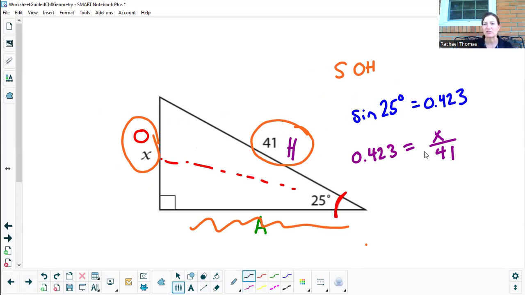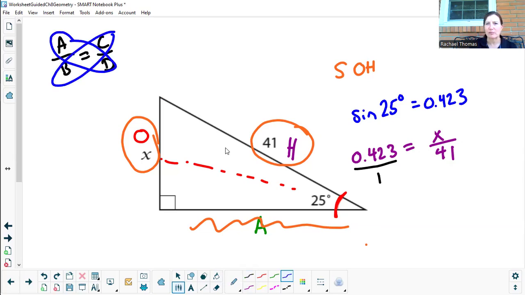If your algebra skills are solid, you might look at this and say, oh, I can just multiply both sides by 41. Great, do it. If you're feeling a little bit more uneasy about the algebra here, just put the decimal over 1, and now you have a cross multiplication situation. Hopefully you've done a bunch of these kinds of problems in a math class, where a times d equals c times b and you cross multiply your fractions. If I do that here, x times 1 equals 0.423 times 41.